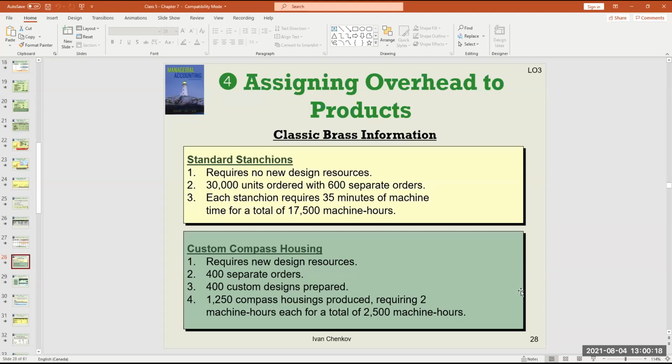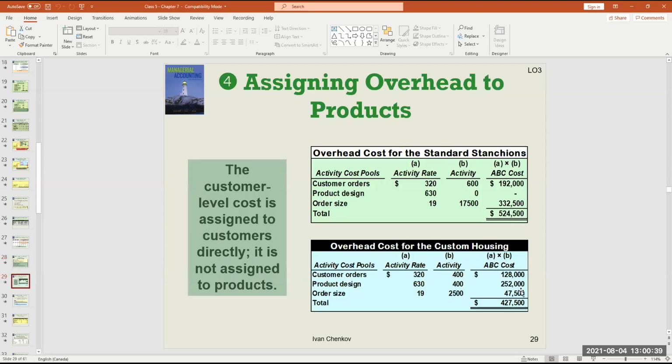Compass requires one new design, 400 separate orders, 400 custom designs prepared, and 1,250 housings produced, requiring 2 machine hours each, on the total of 2,500 machine hours. Since we have this, can we assign the cost? Well, obviously we can, right? So we're going to have for the customer order 600 times 320. Product design, no product design, so that will be no cost. Order size 7,500 for 19, that much.